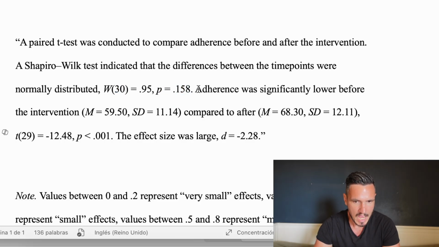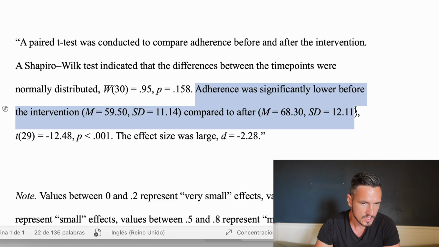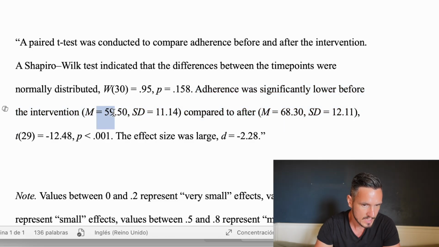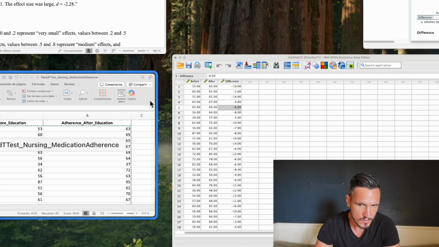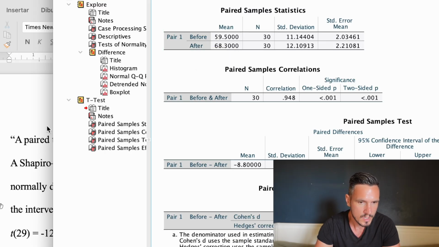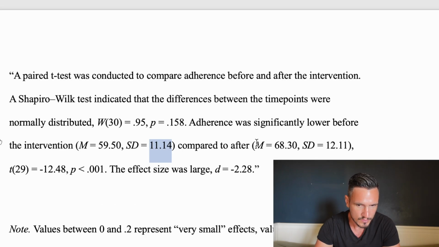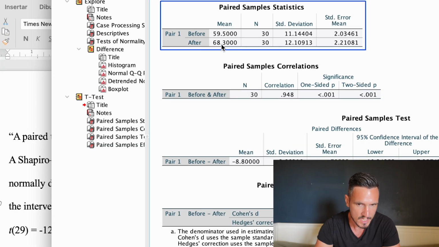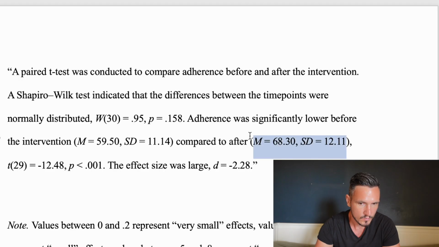And then we've said that adherence was significantly lower before the intervention compared to after, and we've inserted some means and standard deviations. So we have a mean level of adherence before the intervention of 59.50. And if we scroll back down in the outputs, we can see that that is coming from this paired sample statistics table and from this before row where the mean is 59.50, and we have a standard deviation of 11.14, which is what we have here. And then we've just reported the mean and standard deviation for after education, which is just getting from here and from here.